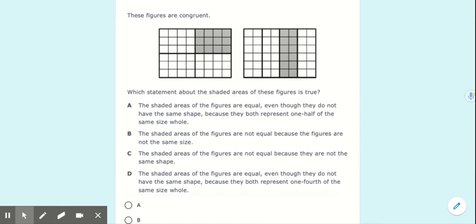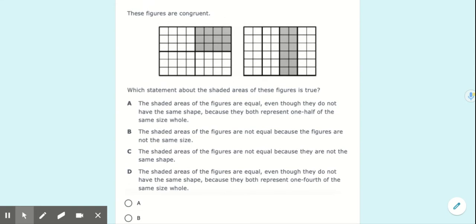Number 6. These figures are congruent. Which statement about the shaded areas of these figures is true? A, the shaded areas of the figures are equal, even though they do not have the same shape, because they both represent 1/2 of the same size whole. B, the shaded areas of the figures are not equal because the figures are not the same size. C, the shaded areas of the figures are not equal because they are not the same shape. D, the shaded areas of the figures are equal even though they do not have the same shape because they represent 1/4 of the same size whole.